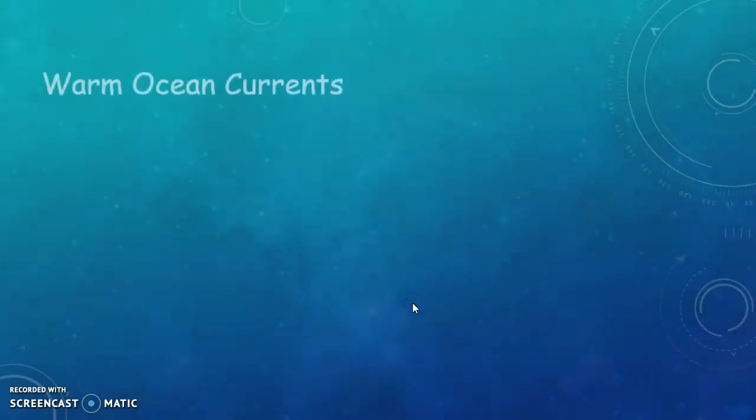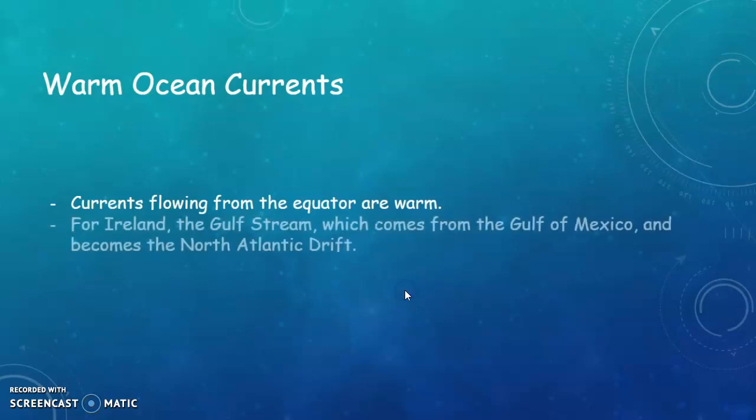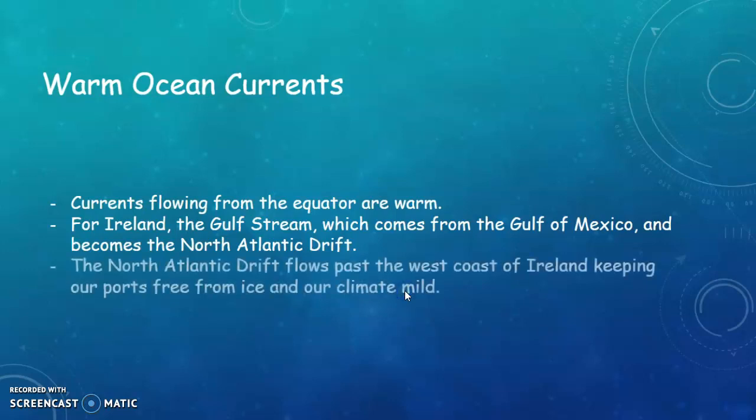Now, your warm ocean currents, what do you need to know? Well, warm currents flow from the equator, and for Ireland, the most important current that we have is the Gulf Stream, which comes from the Gulf of Mexico and becomes the North Atlantic Drift. You just need to know those two names. And the North Atlantic Drift flows past the west coast of Ireland, keeping our ports free from ice and our climate mild.